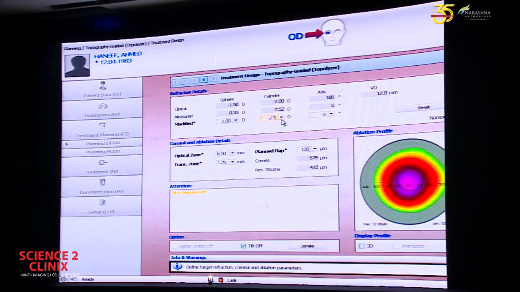So now we've taken the topolizer cylinder. The next step is to make sure that the spherical equivalent is the same. So because we've increased the cylinder by 0.5, we will now reduce the sphere by half of the amount that we've increased the cylinder. So the overall MRSE that we're treating remains exactly the same.